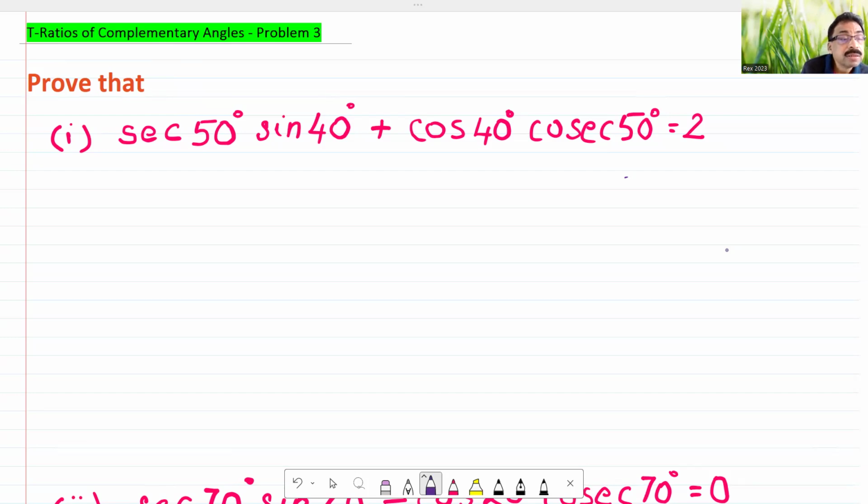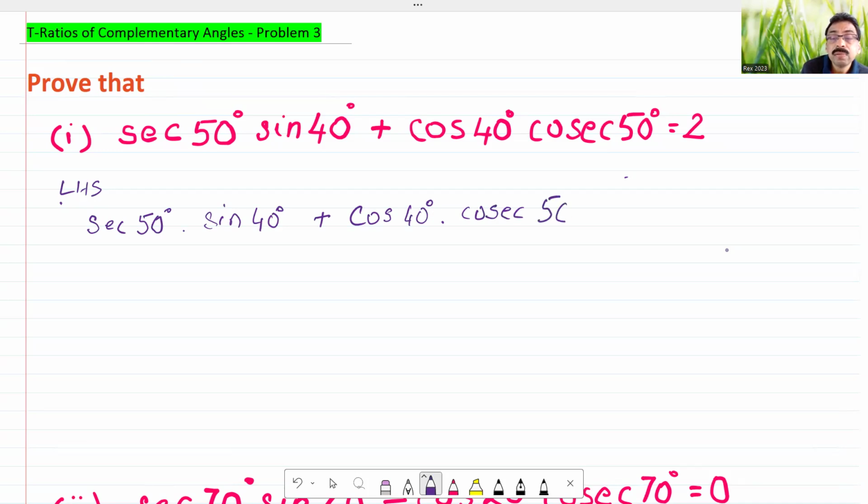Sec 50 degrees. So I'm going to write here LHS. Sec 50 degrees into sine 40 degrees plus cos 40 degrees into cosec 50 degrees. This is the left hand side of the question.